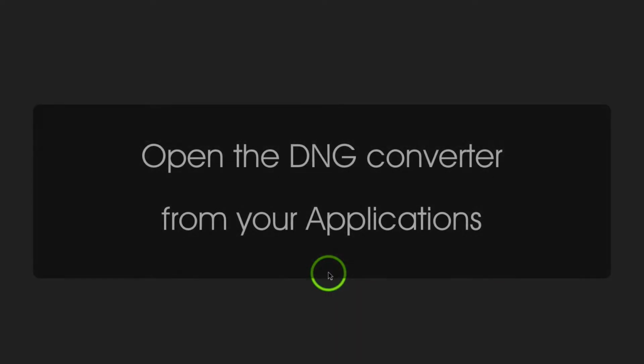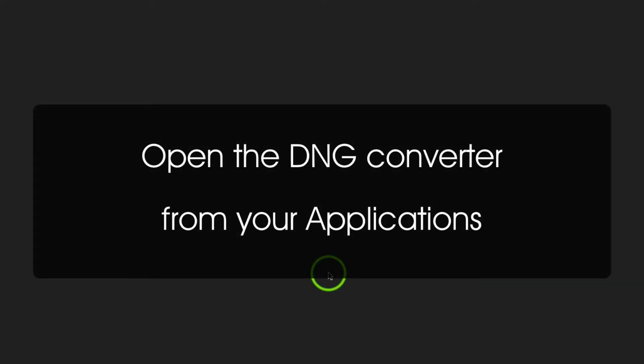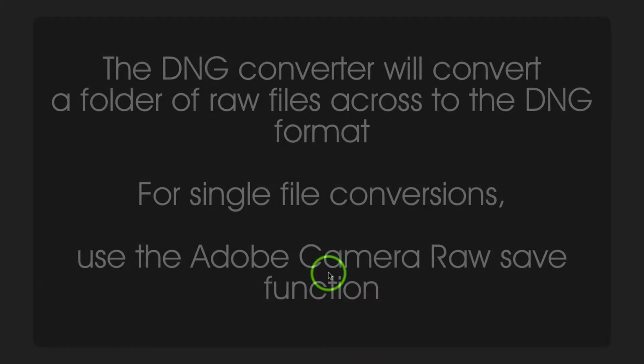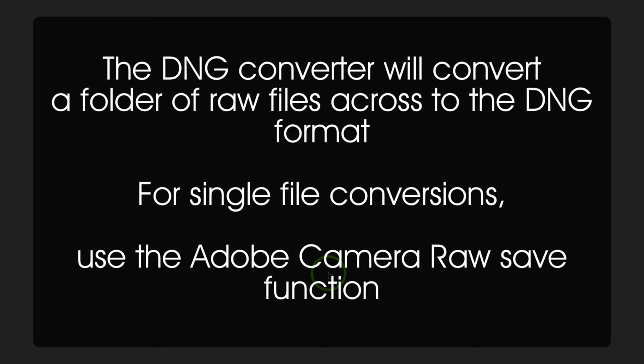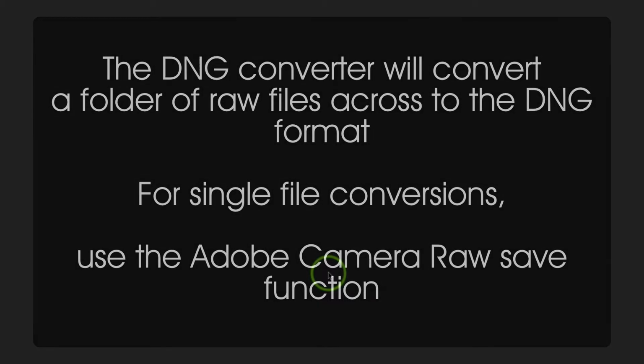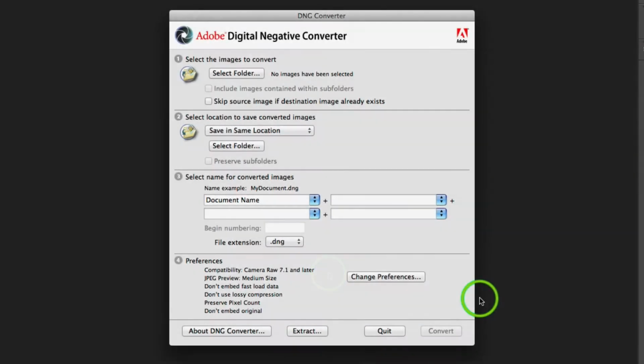Once you have downloaded the converter from the Adobe website, you need to open it up from your applications. The DNG converter will convert a folder of images rather than single images from the native RAW format into the DNG format. For individual conversions, you can use the Save function in Adobe Camera Raw. The DNG converter has 4 areas to attend to.